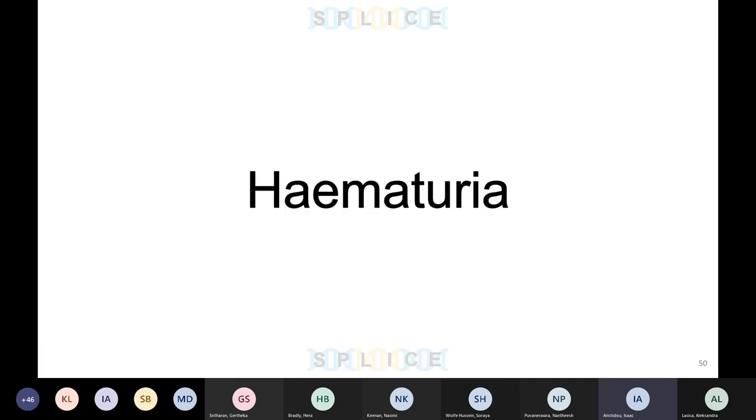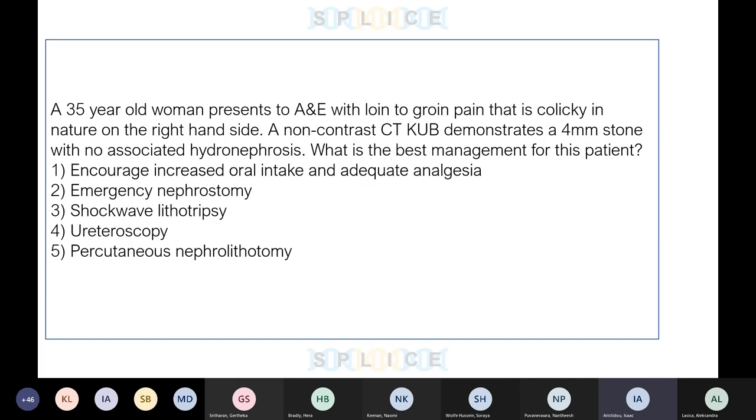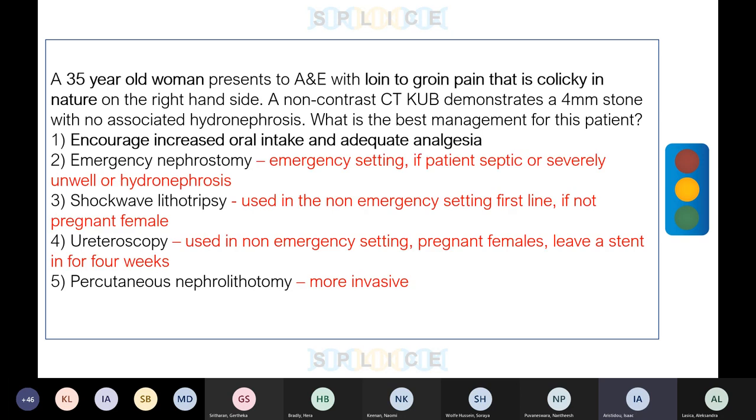And then it gets a bit more tricky in the middle. So this slide hopefully can give you some explanation. For the shockwave and the ureteroscopy, it depends on the availability, how big the stone is and where it is, and what they prefer. Ureteroscopy is a bit more invasive and you're leaving a stent in for 4 weeks. Ideally, you wouldn't be making that decision. I think the main thing to know is that a shockwave isn't ideal for a pregnant lady, whereas a ureteroscopy is what they use in pregnant females. Does that clear it up? I don't think you need to know more than that.